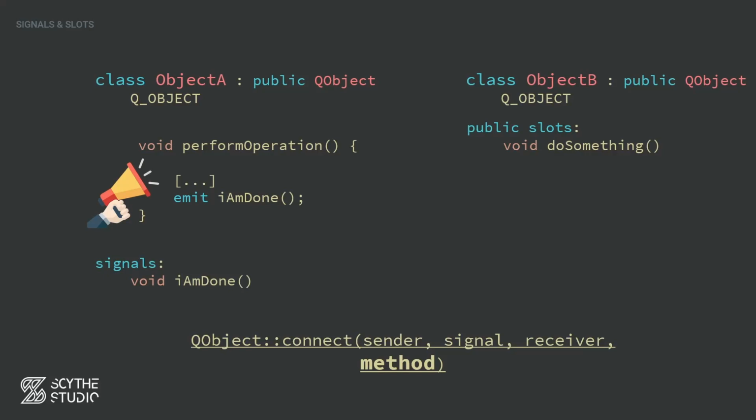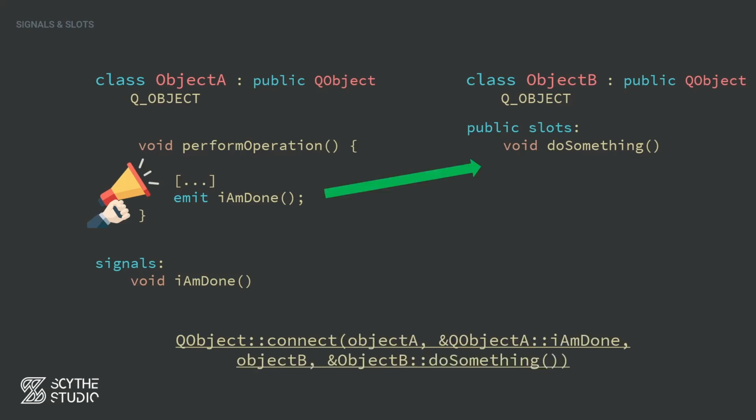Also, from time to time, you may see old syntax of this function using signal and slot macros with capital letters, but it's not used that often in modern Qt applications, so let's skip it. I just mentioned it so you know. And this is how connect would look like in this abstract example.